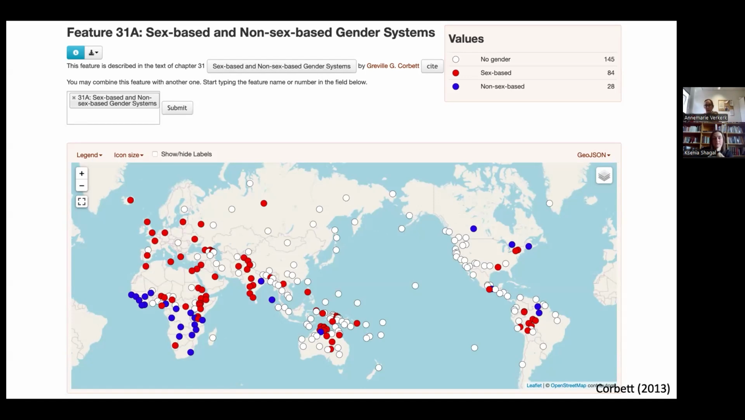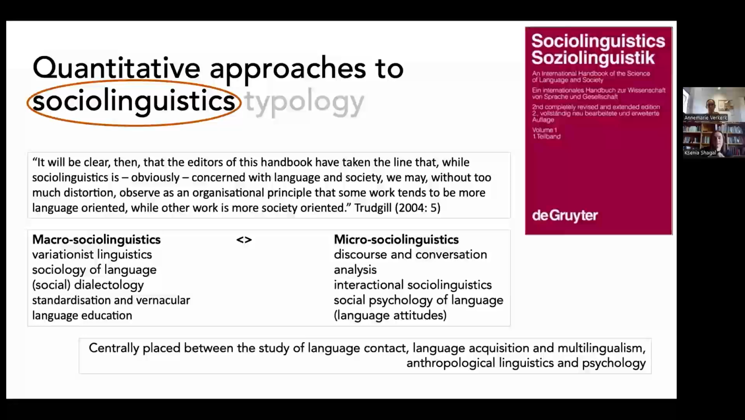Then, to keep going, picking apart this title, we have sociolinguistics. Here there's a citation from a handbook. It's also Trudgill, actually. I know that you talked about him or his work in the last lecture. Here he writes, regarding this handbook, that sociolinguistics is obviously concerned with language and society.